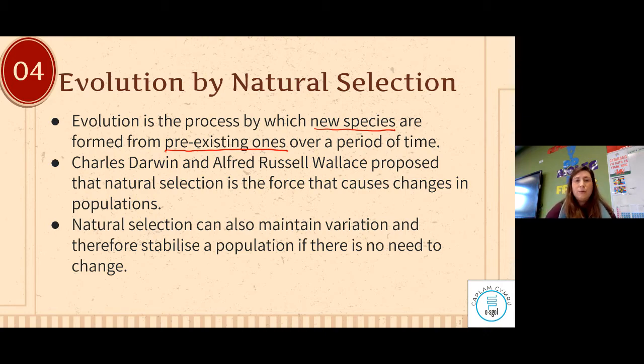Charles Darwin, who we've all heard about, and Alfred Russel Wallace proposed that natural selection is the force that causes changes in population. So they believed, and they did their work on natural selection being the thing that causes changes in the populations. Natural selection can also maintain variation, keep variation going, and stabilize a population if there is no need to change. So there won't be any selection against it, and it will remain within the population.